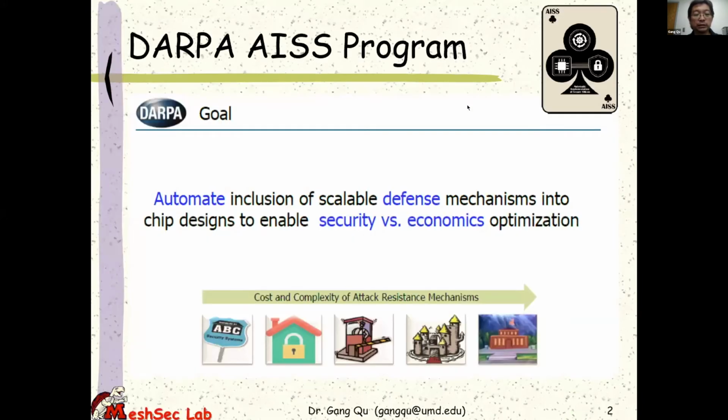This is a slide I got from Sergey, who is the program manager for the DARPA ACE program. The goal of the program is to automate inclusion of scalable defense mechanisms into chip designs to enable security versus economics optimizations. I think both Brandon and Mark have stated this very clearly. It is about the automated implementation of security for silicon.